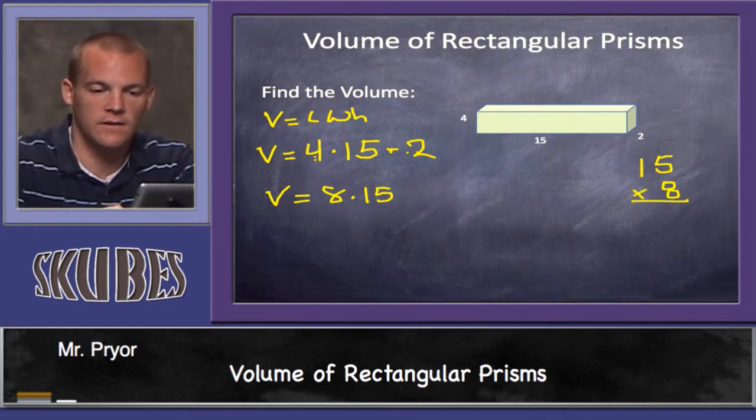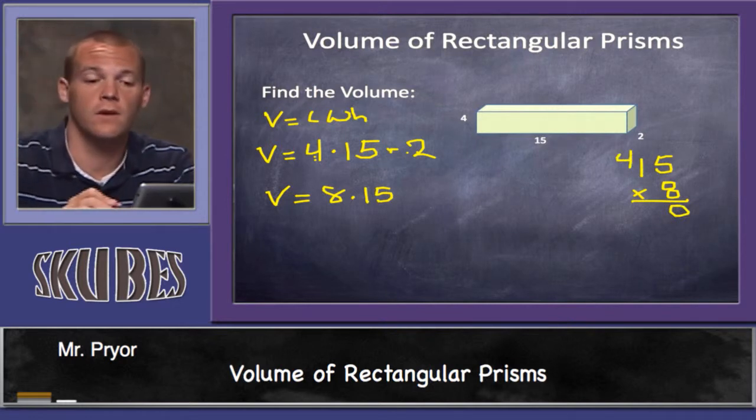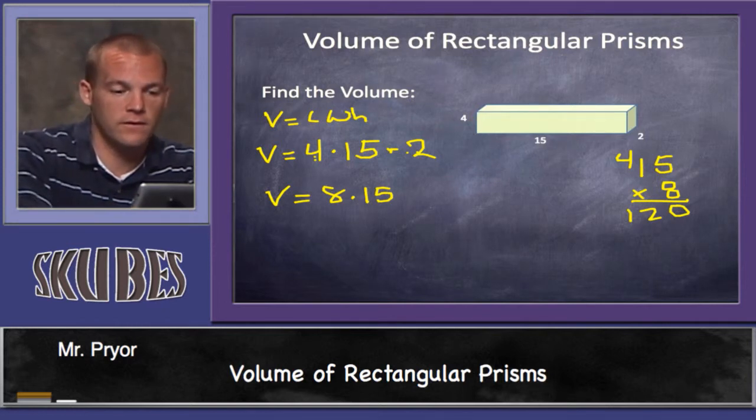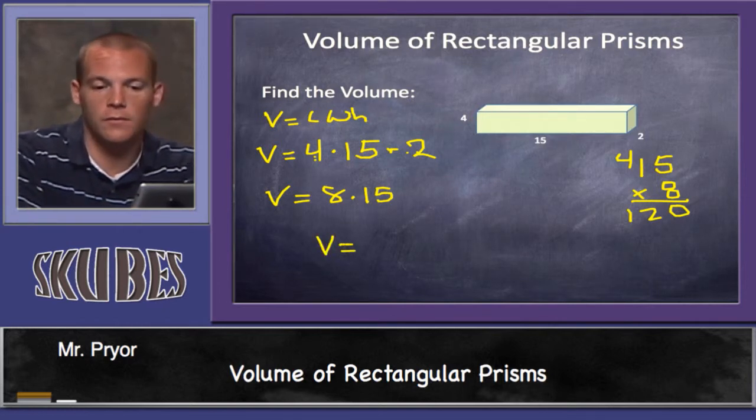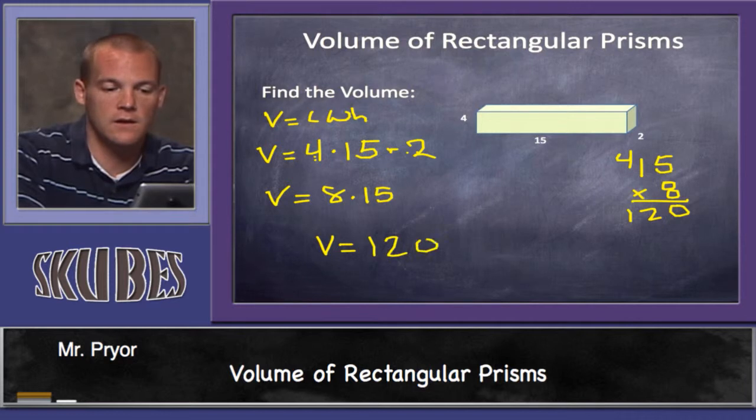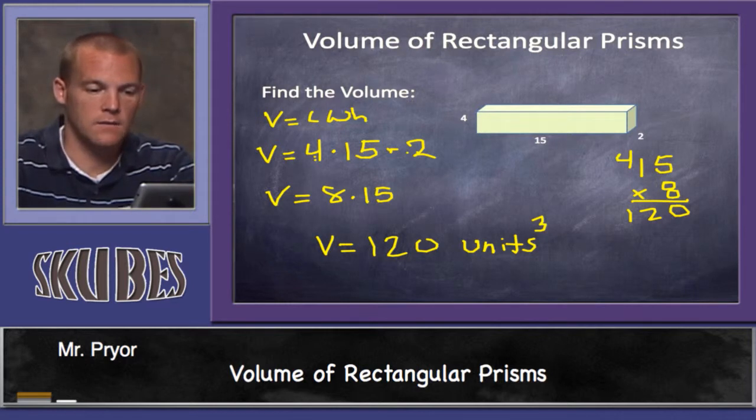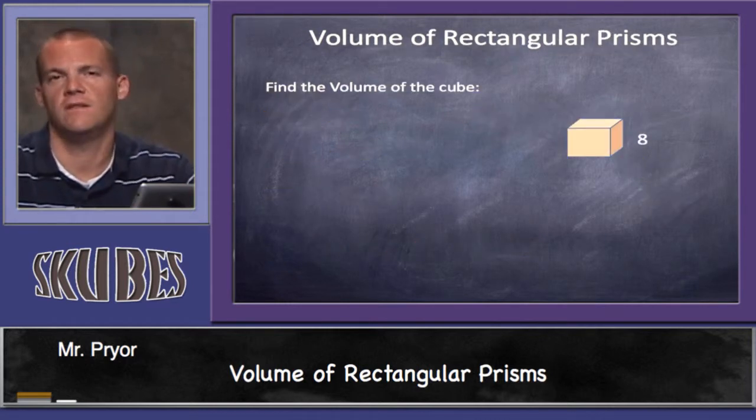That's going to give us 8 times 5 is 40, carry the 4. 8 times 1 is 8, plus 4 is 12. So the volume for this rectangular prism would be 120 units cubed. And then we have one more, and this one actually is a special case.